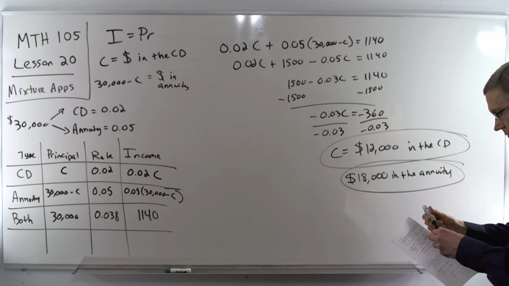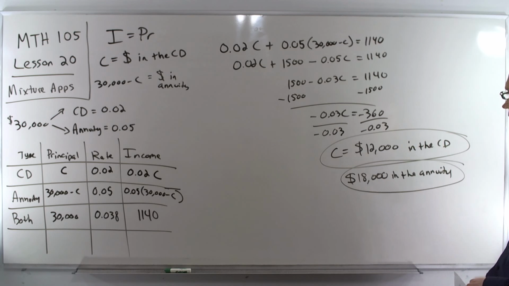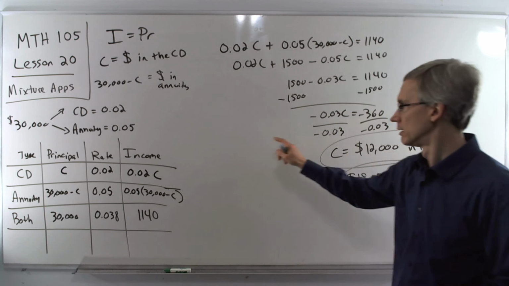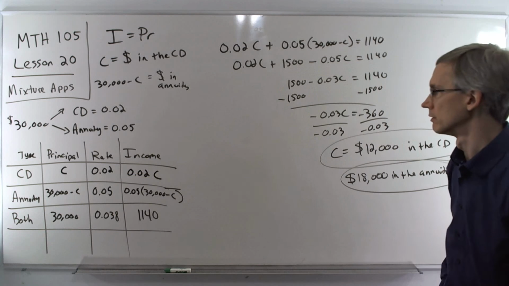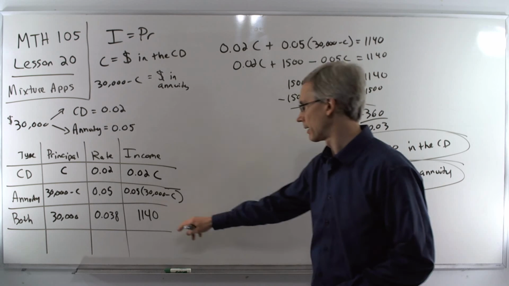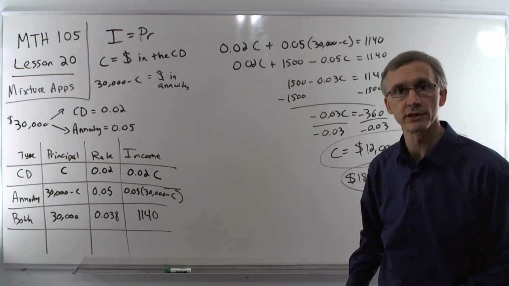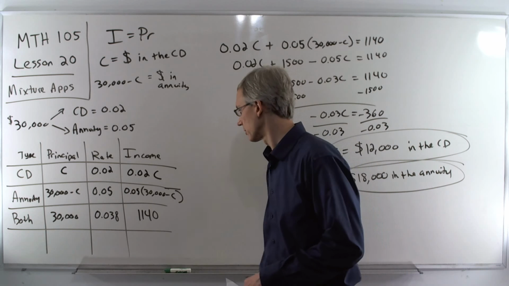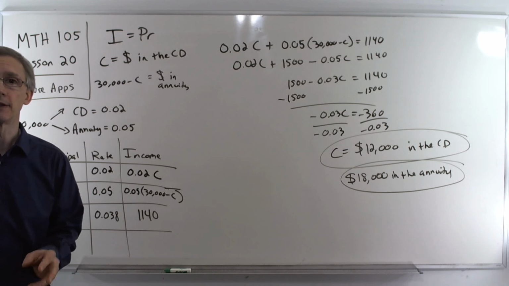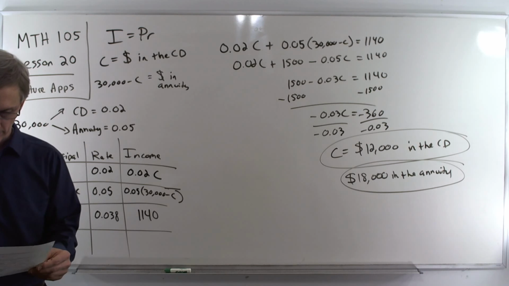Now to check, let's figure out how much interest we'll make on both of these individually and then add them together. So go 12,000 times its interest rate, 0.02, get an amount of interest, and take 18,000, multiply by 0.05, get another amount of interest, add those together, and make sure it equals 1140. It's very easy to make a mistake on these, so it's essential to check.